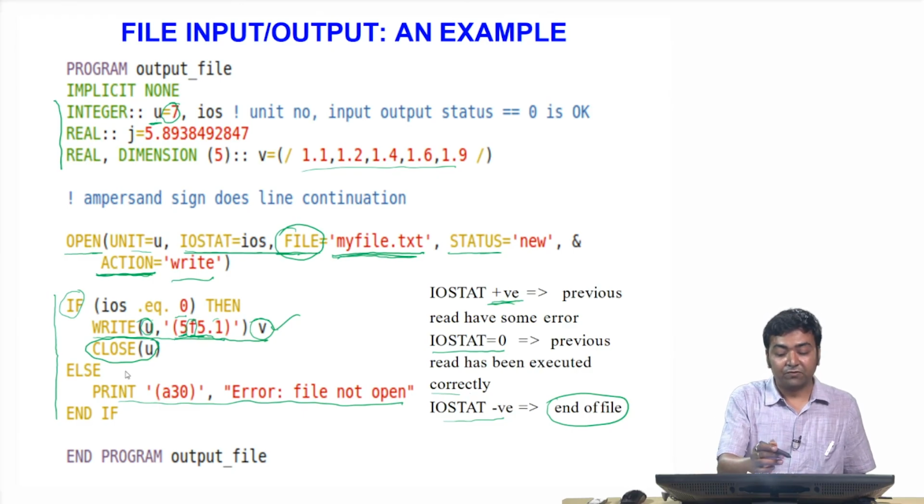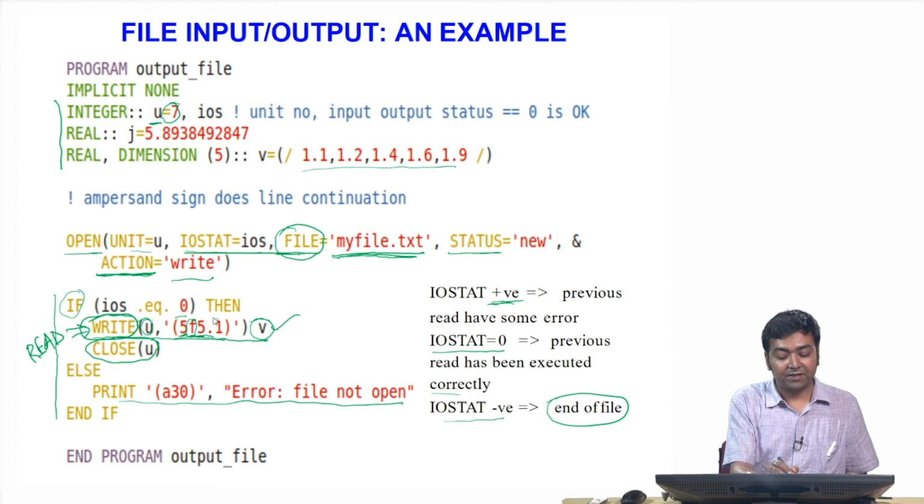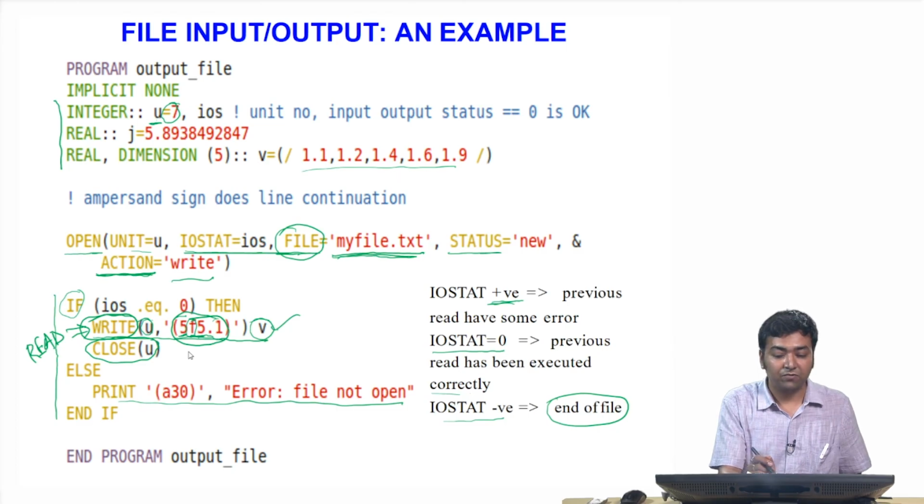If one wants to read in some data which already exists in a file, one basically needs to replace this write statement with a read statement, and this format statement should contain the same formatting attributes as those of the data present in the file from which we are going to read.